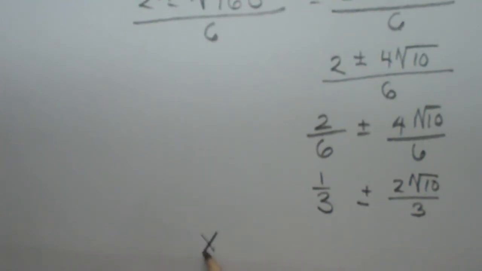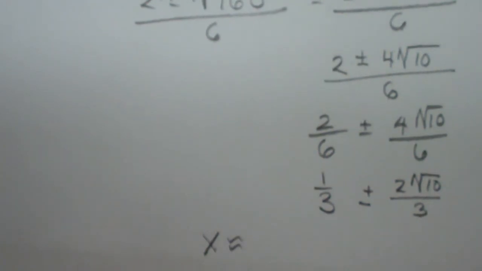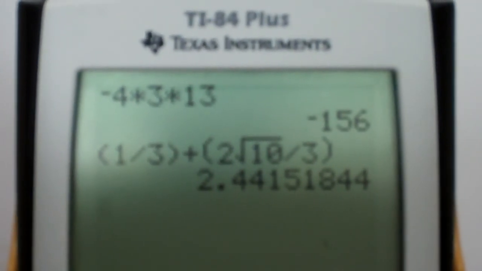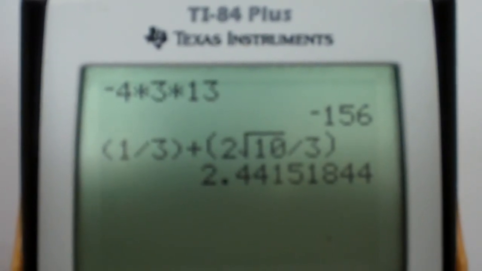Well, we have one possibility is that x is 1/3 plus 2 radical 10 over 3. I'm typing that into the calculator right now. So that's 1 divided by 3 plus 2 radical 10 divided by 3. That gives us, to the nearest hundredth, 2.44. This is what that looks like on the calculator. Here I am dividing 1/3 plus 2 radical 10 over 3, rounded to the nearest hundredth.